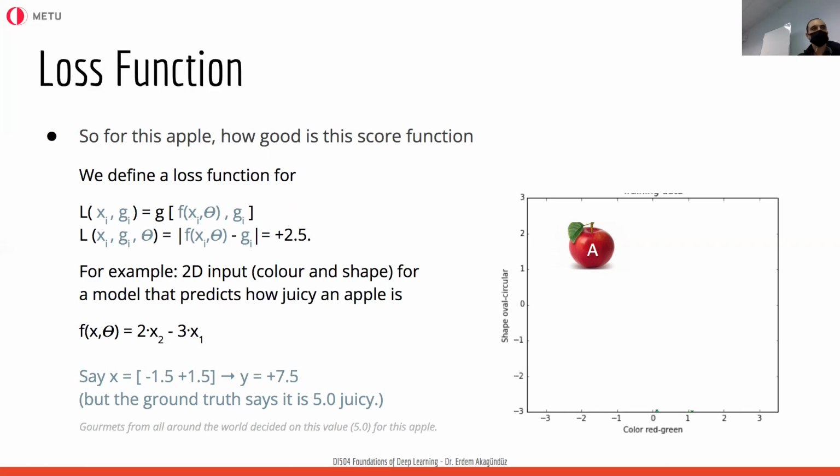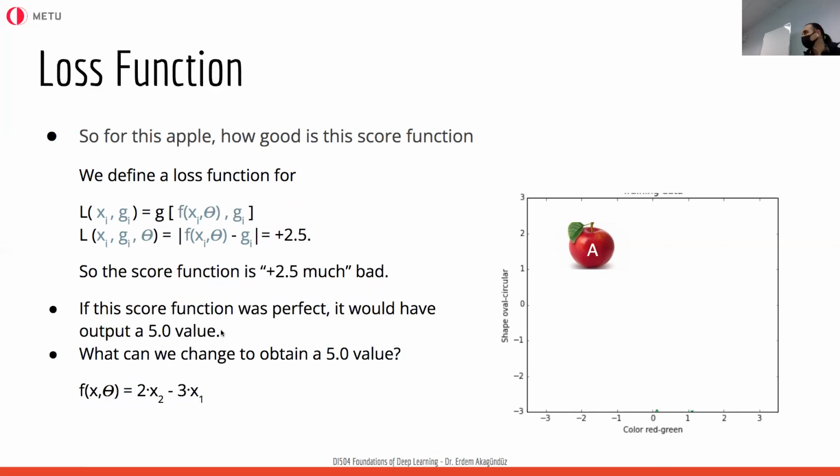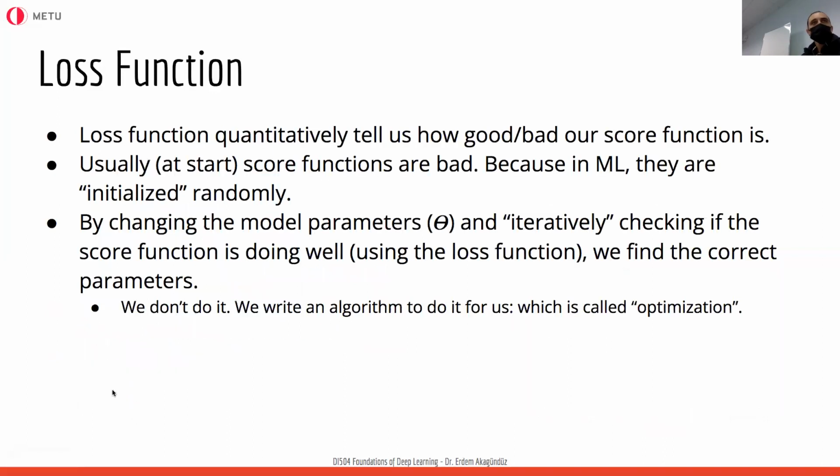Okay, very good. So if the score function was perfect, it would have given me 5.0. Perfect means compared to the ground truth, because in this example, I'm taking ground truth as absolute. They are the gourmets of the world. How can they be wrong? So what can we change to make this value 5.0? In this model, the only thing we can change are the parameters. So I will find a way to change these parameters, guys. Good. So the loss function quantitatively tells us how good or bad the score function does.